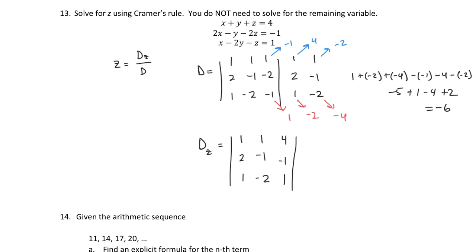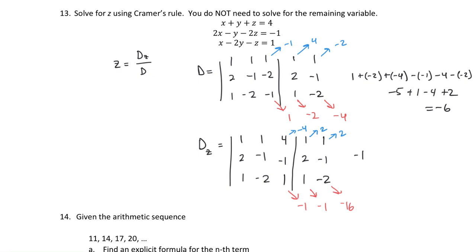And then now we do the same thing, find the determinant. So I'm going to copy these columns over here, and then all these diagonals from top left to bottom right. It's -1, -1, and -16. This direction here is -4, +2, and +2.